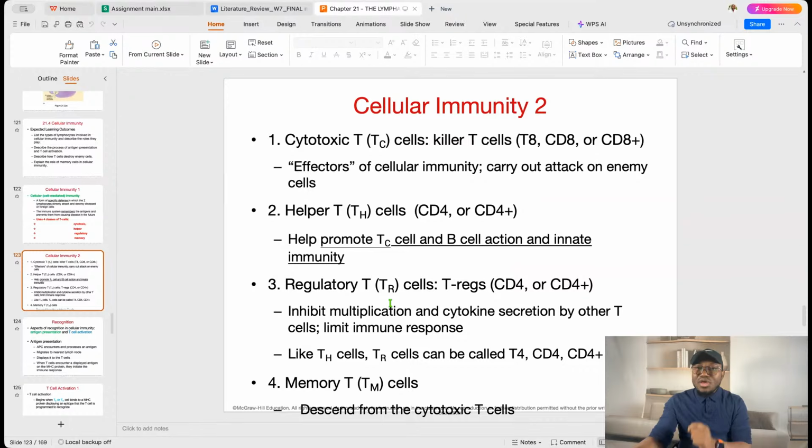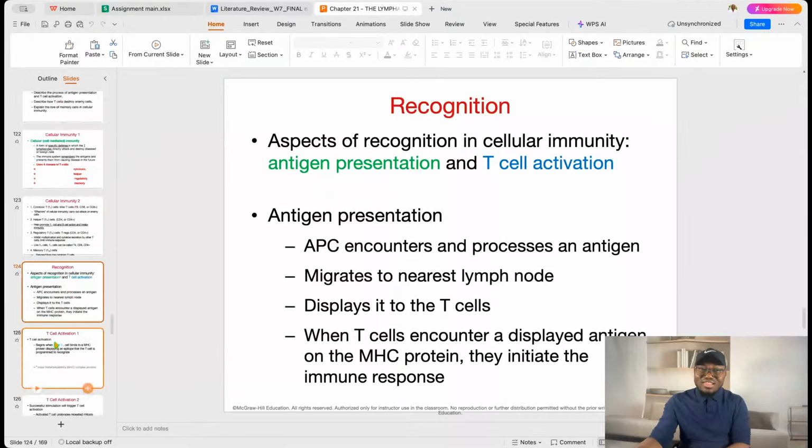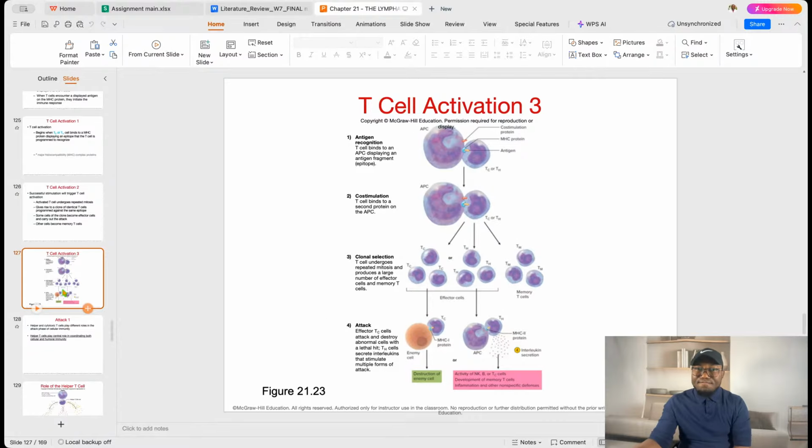All right? Then we have regulatory T cells. Some CD4s are also regulatory T cells. Extremely important that you know that. Then we have memory T cells, which is what? TMs. All right? Okay, so this is how they function, how they recognize, and how they activate T cells. All right? Extremely important that you understand it.